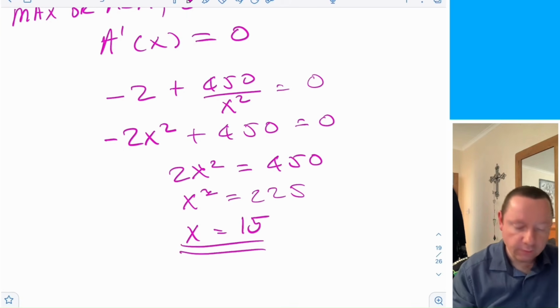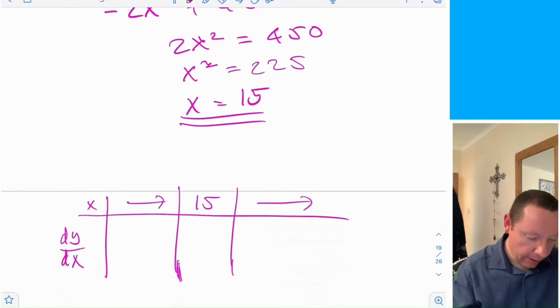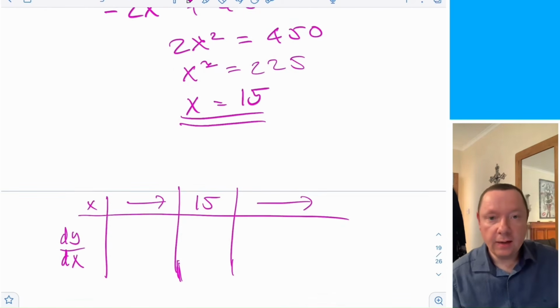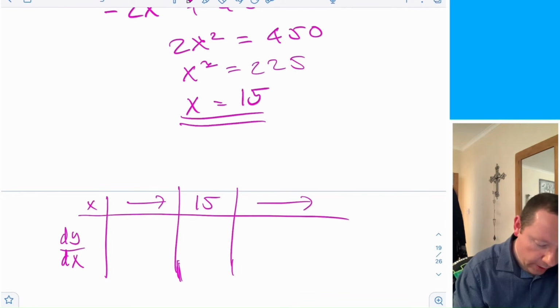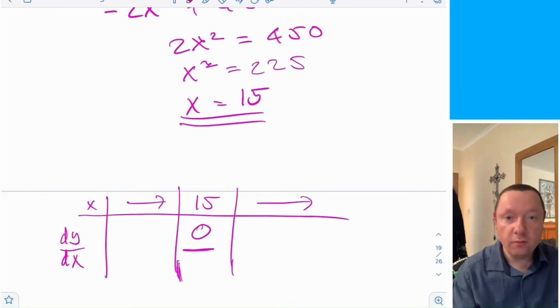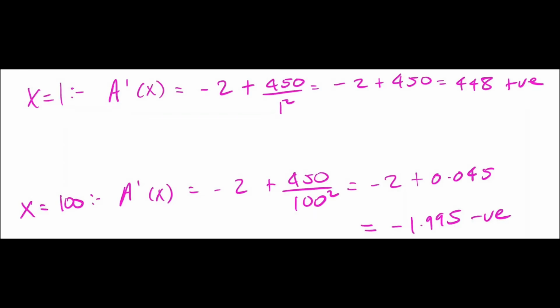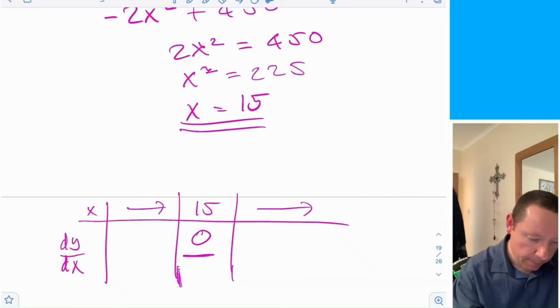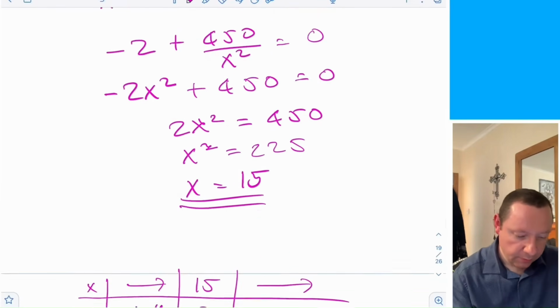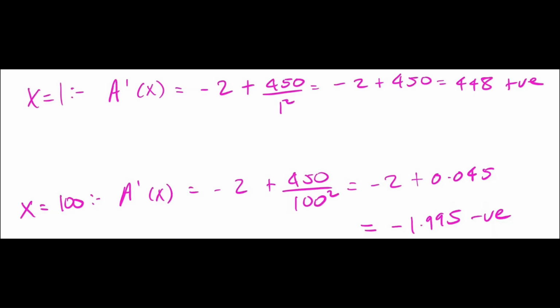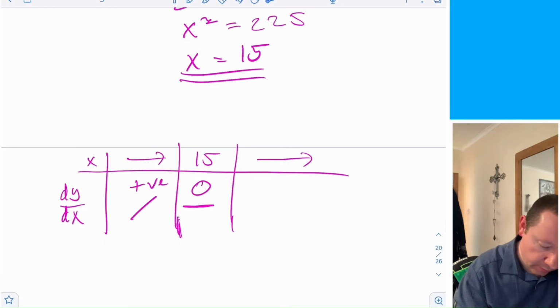We can discount the negative value based on the question and do a nature table for just x equal to 15. So we've got x up to 15 and then after 15. At 15 we have it being 0. If we pick a value before 15 but not 0, then you will see that you'll have 450 over 1, take away 2, which is positive. And if you pick a number after 15, let's just pick a massive number, 100, 450 over 100 squared would be a very small number. Take away 2, it's going to be a negative answer. So it's negative.